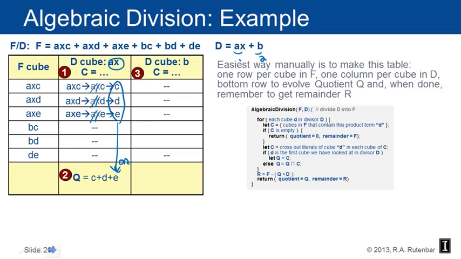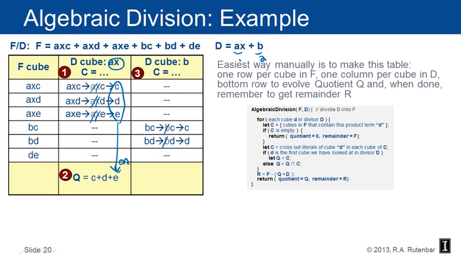And then you go back and you go to the next cube of the divisor, and that cube is B. And then you do the same thing. You walk through each individual cube of F and you say, hey, any cubes with a B in them? AXC, the first row of the table, does not have a B. We don't have to do any work. AXD, no B's, no work. AXE, no B's, no work. But BC has a B in it. We cross out the B and we get a C. BD has a B in it. We cross out the B and we get a D. And the final cube, DE, does not have a B in it.